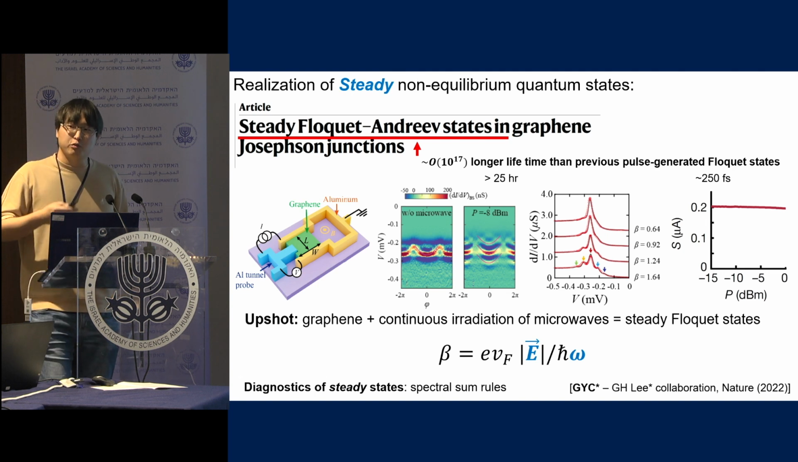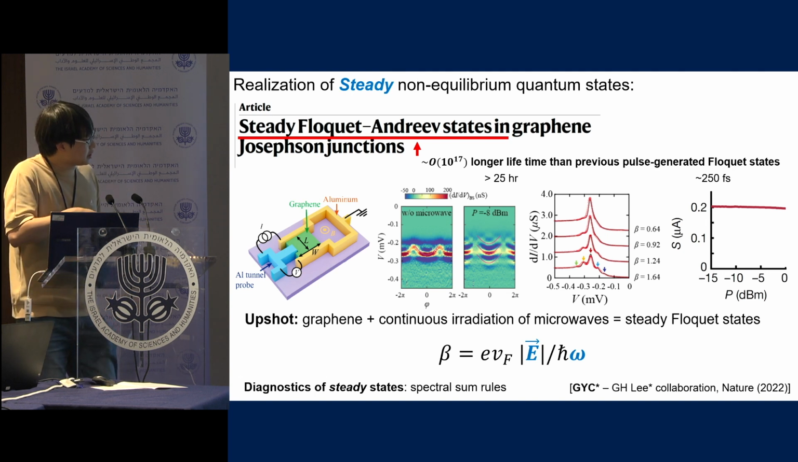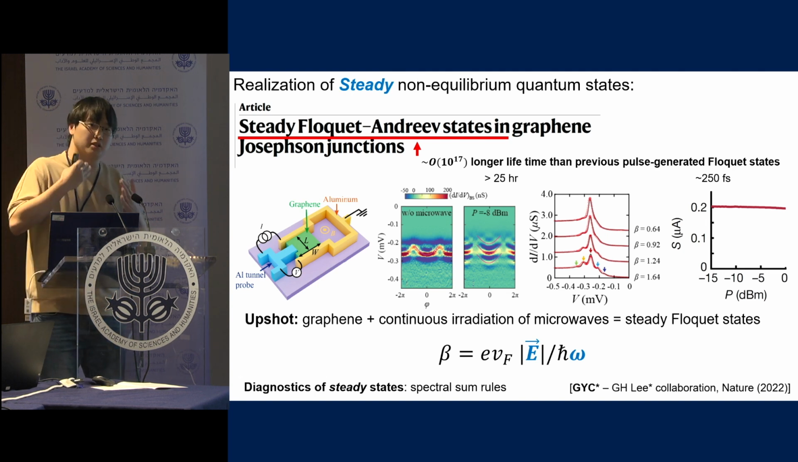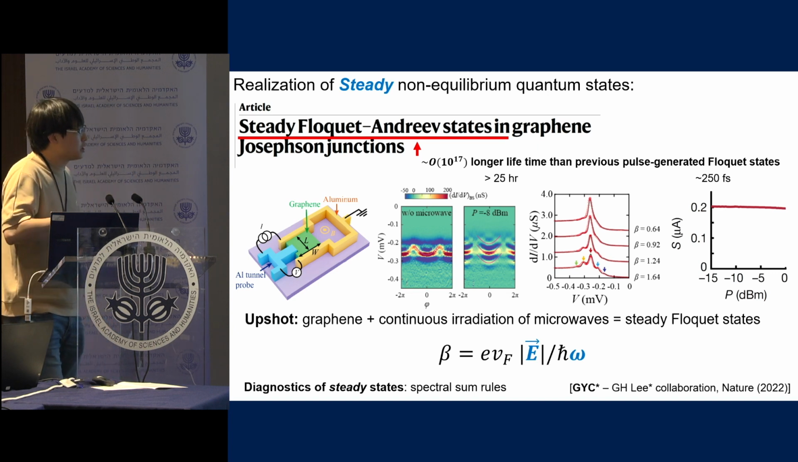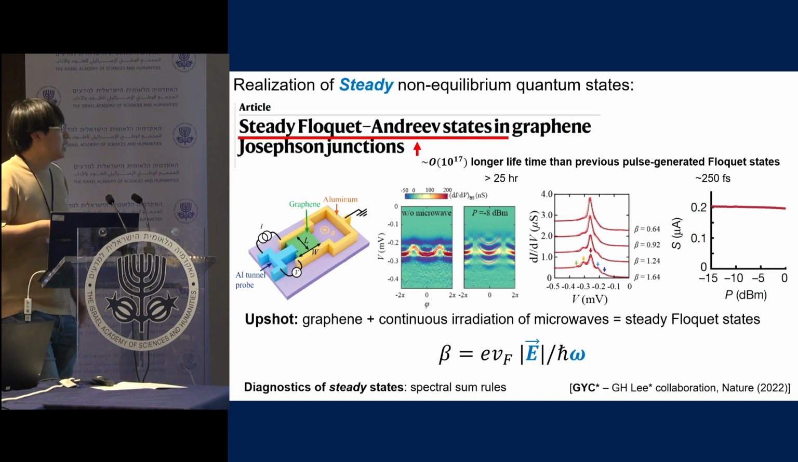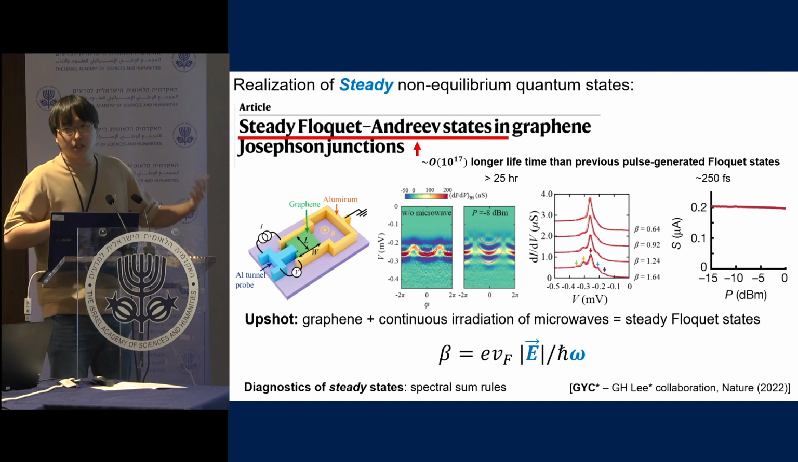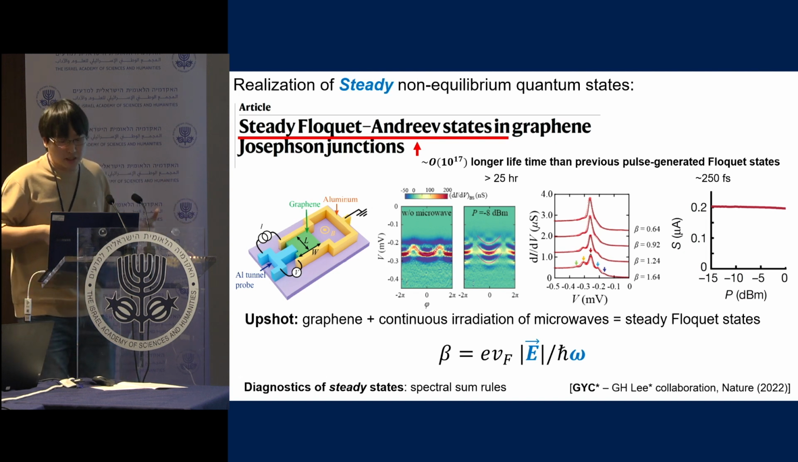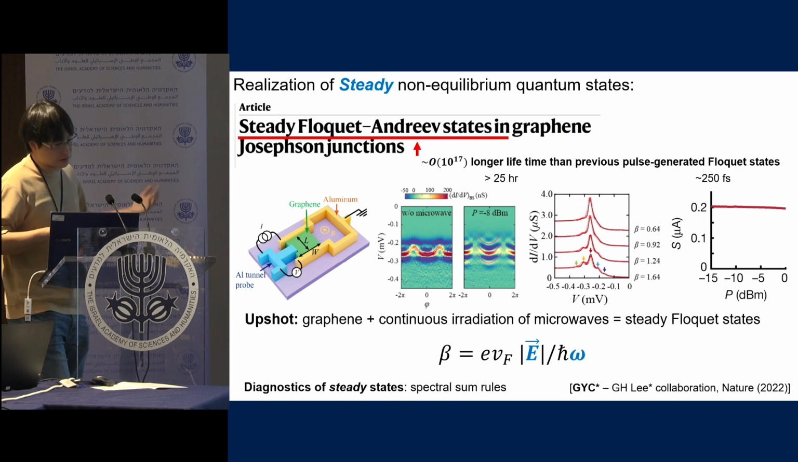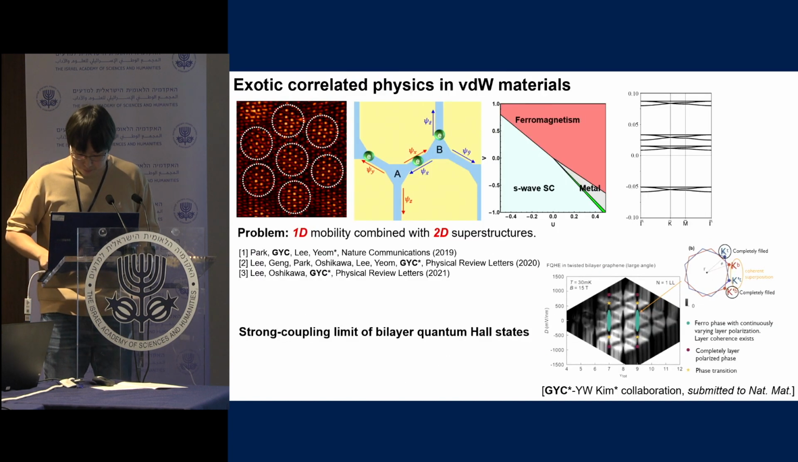So previously, what people tried is to increase the electric field, and that's why you need the pump-probe experiment. But here we decrease the omega, and by reducing the omega, you can reduce the heating, and so Floquet states can survive longer times.